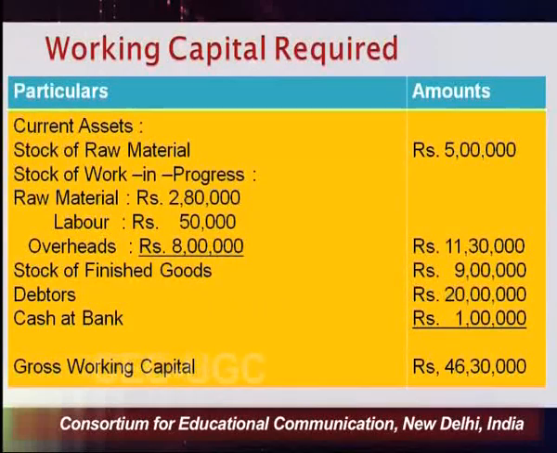We shall be taking current assets. We shall first be writing a working statement showing working capital required. We'll be starting with the current assets, which is the first component of working capital. Stock of raw material as given in the question is rupees 5 lakh. Stock of work in progress, as I told you, we have to aggregate all 3 components, whether it is material, labor or overheads. We shall be aggregating all those components of work in progress.